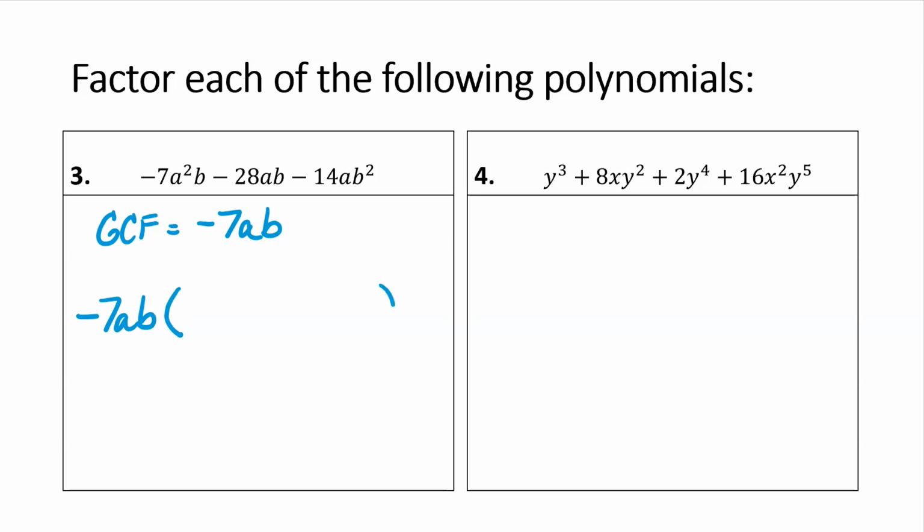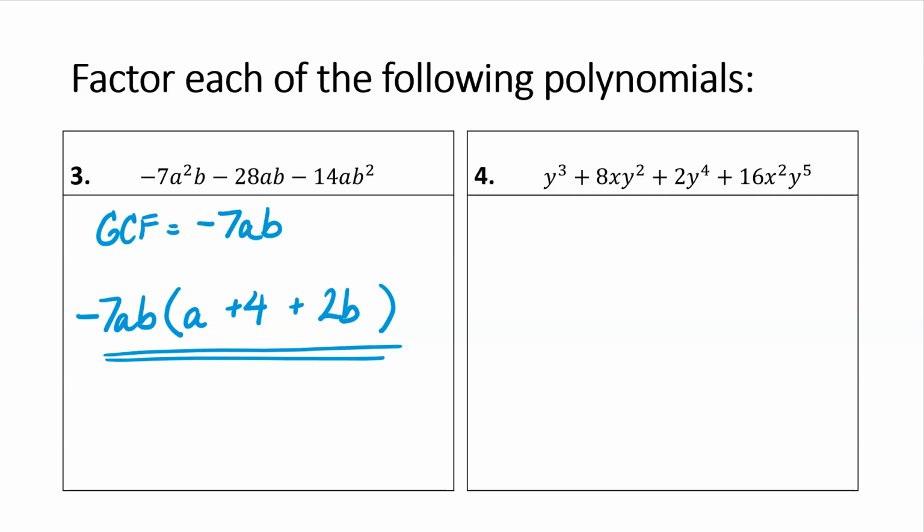7ab, then we have our set of brackets, and we figure out the expression we need in order to achieve our original. Well, negative 7ab multiplied by a is going to give us negative 7a squared b. Negative 7ab multiplied by a positive 4 is going to give us the negative 28a times b. And negative 7ab multiplied by 2b is going to give us a negative 14 times a times b squared. So that would be our answer.